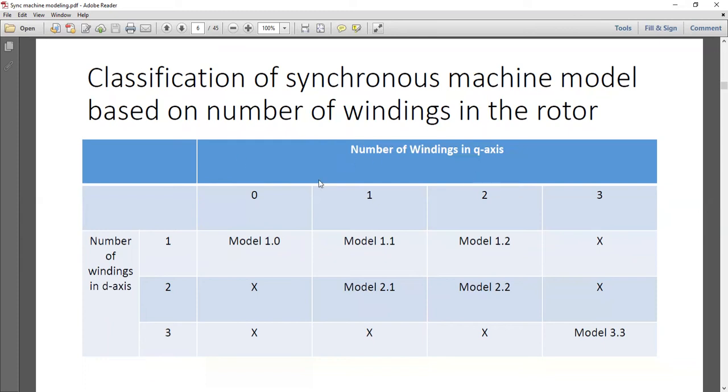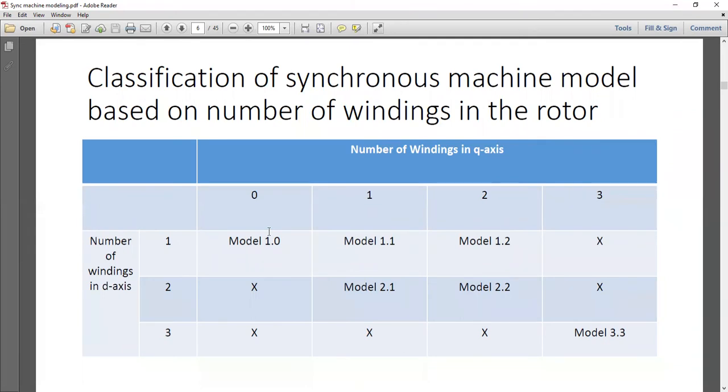So along the columns, the number of windings in the Q axis will change, whereas along the rows, the number of windings in the D axis will change. By combining these two numbers and putting a dot in between them, we get the different models for a synchronous machine which are available in the literature.